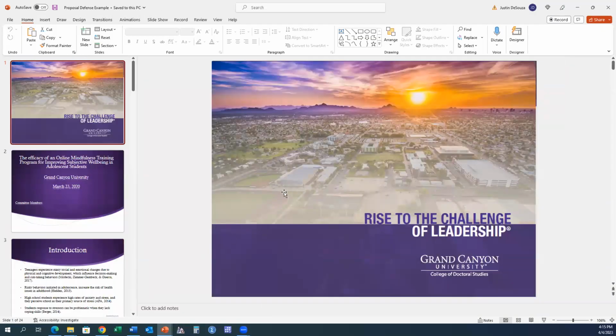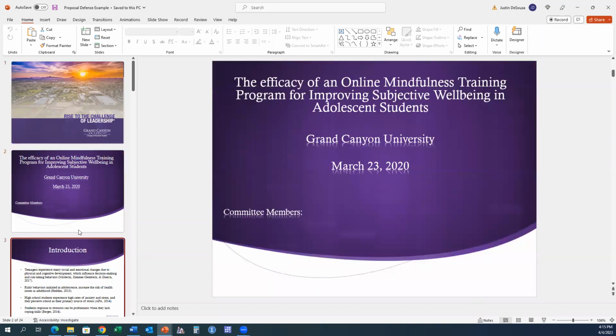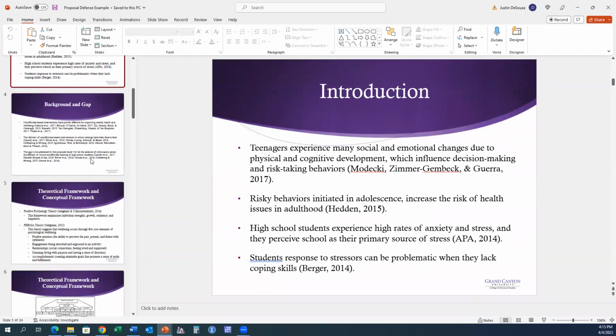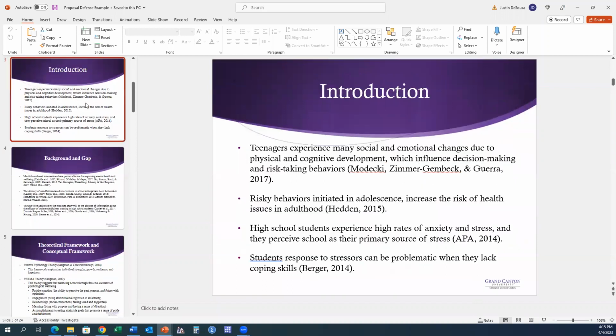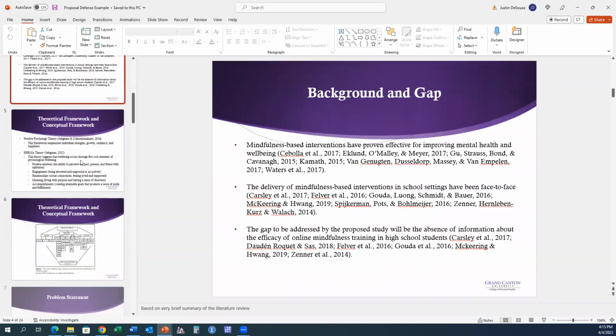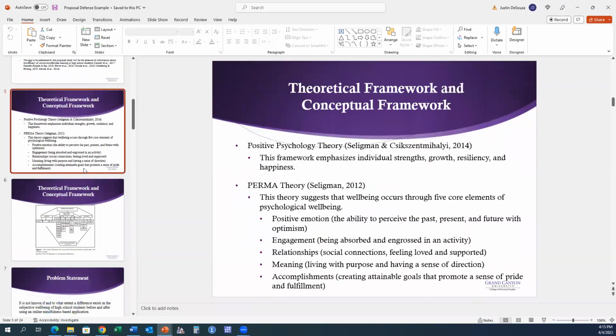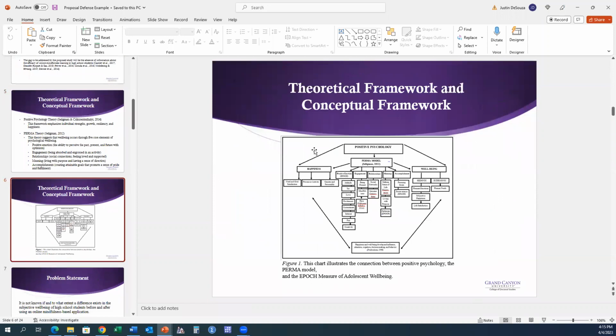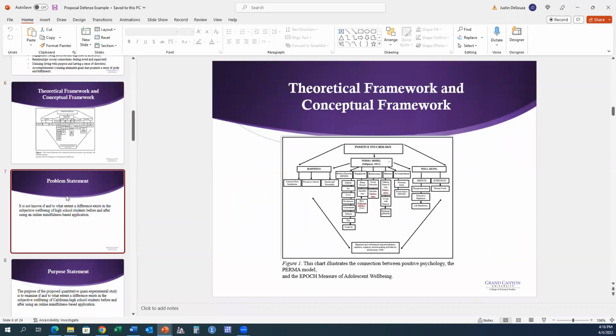And this first one is a proposal defense at Grand Canyon University. So this is why I mentioned you have to look for your school's template, because you can see GCU has a template for their PowerPoints. And then it goes into the introduction. I won't spend too much time on this, but just giving background information on the topic, theoretical and conceptual framework. If you have a conceptual model for your study, you can include that as well.